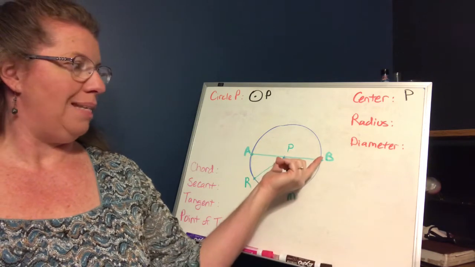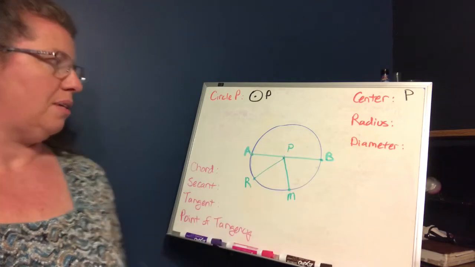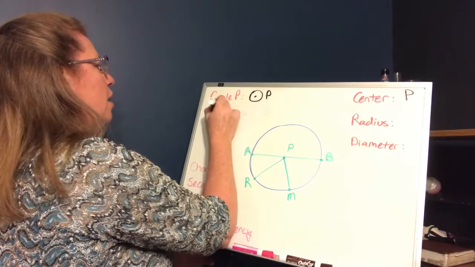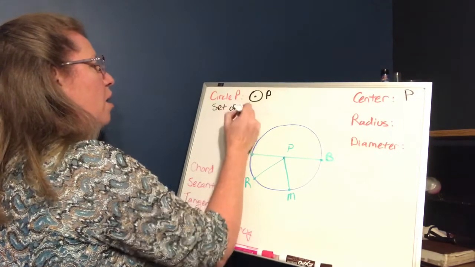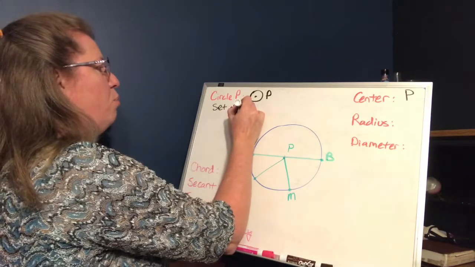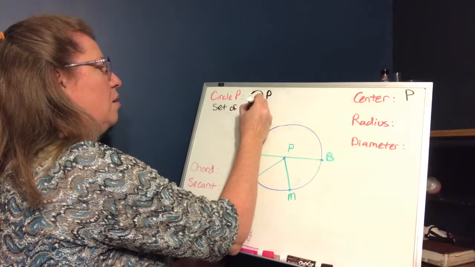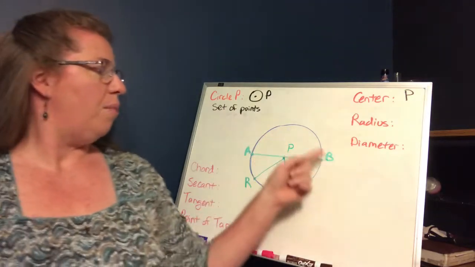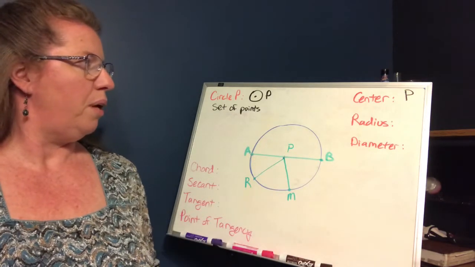We also define a circle as a set of all points that are equidistant. If you remember, that means equally distant from the center. So our circle is actually a set of points that are the same distance from our center point.